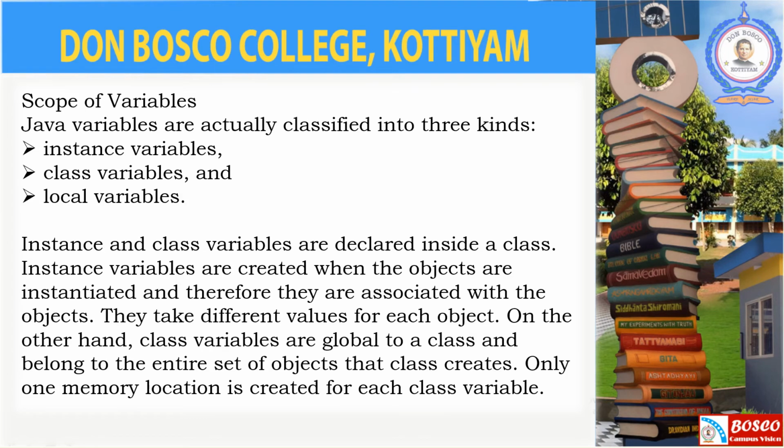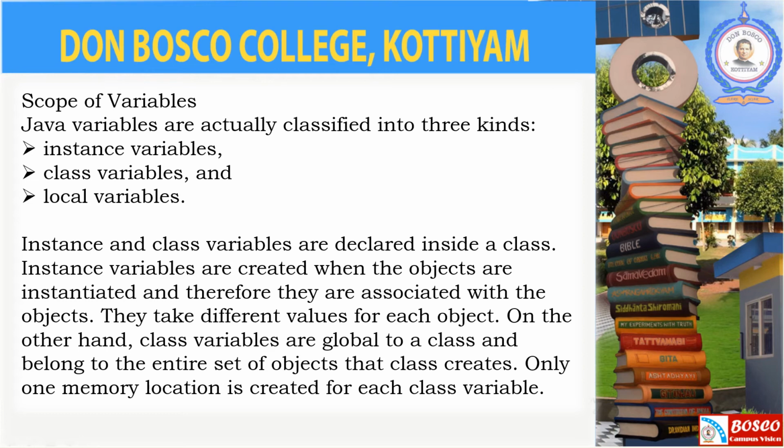The scope of variables. Java variables are divided into three kinds: instance variables, class variables, and local variables. Instance and class variables are always declared inside a class. Instance variables are created when the objects are instantiated, and therefore they are associated with the objects, and each object takes different values in the class.